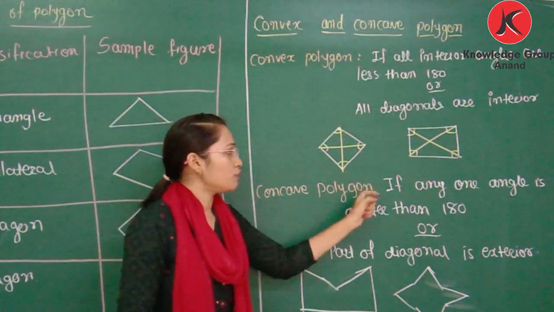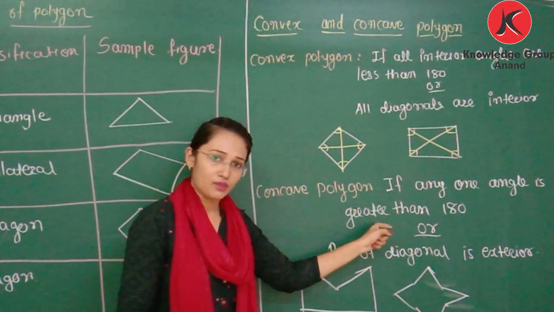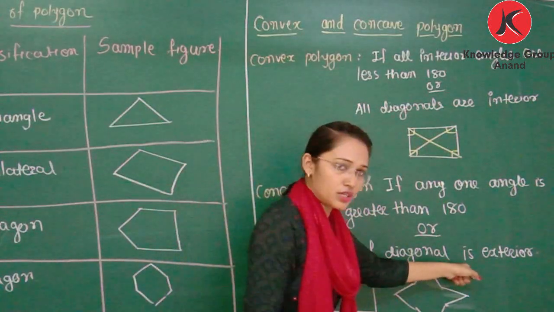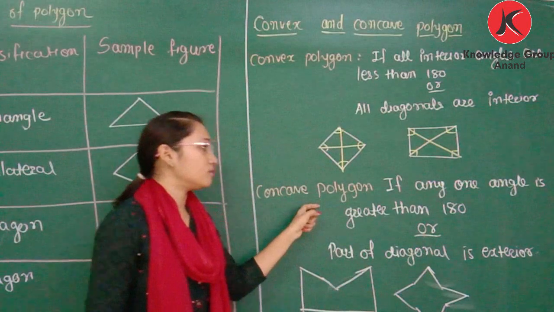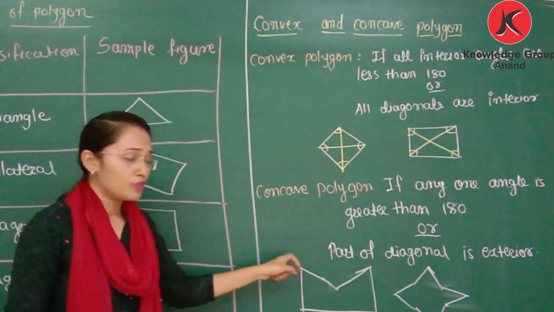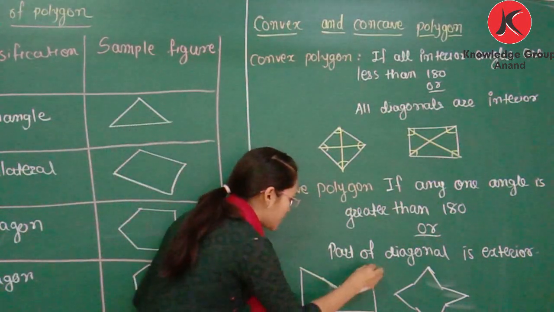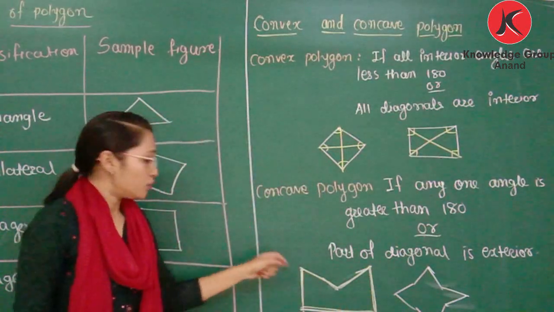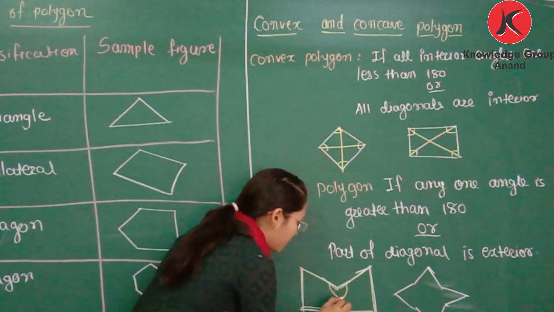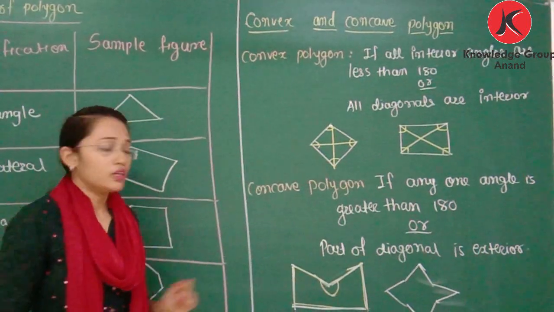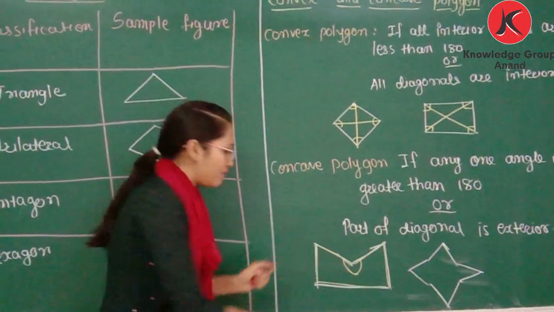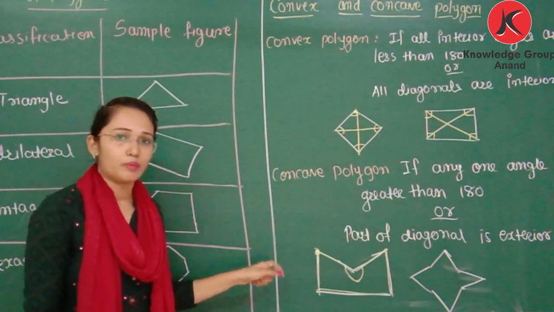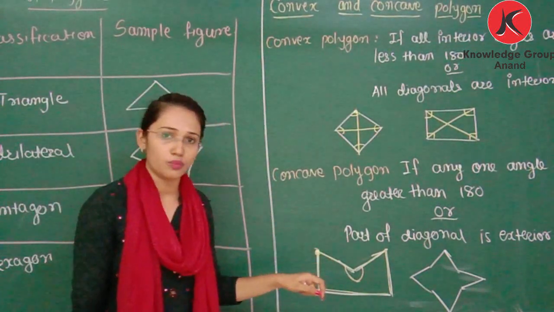Concave polygon: if any one angle is greater than 180, or you can say part of a diagonal is exterior. To understand this definition, we will see the figure. Here one shape is given. Now you can see this angle is greater than 180. Or if you draw a diagonal, now draw a diagonal from this point. Diagonal means the line segment that joins non-consecutive vertices.